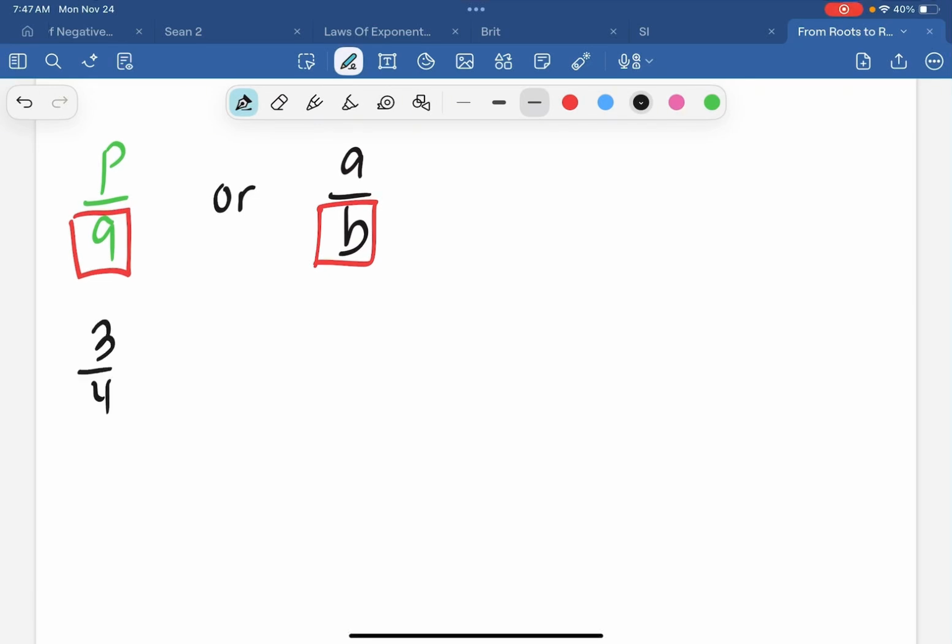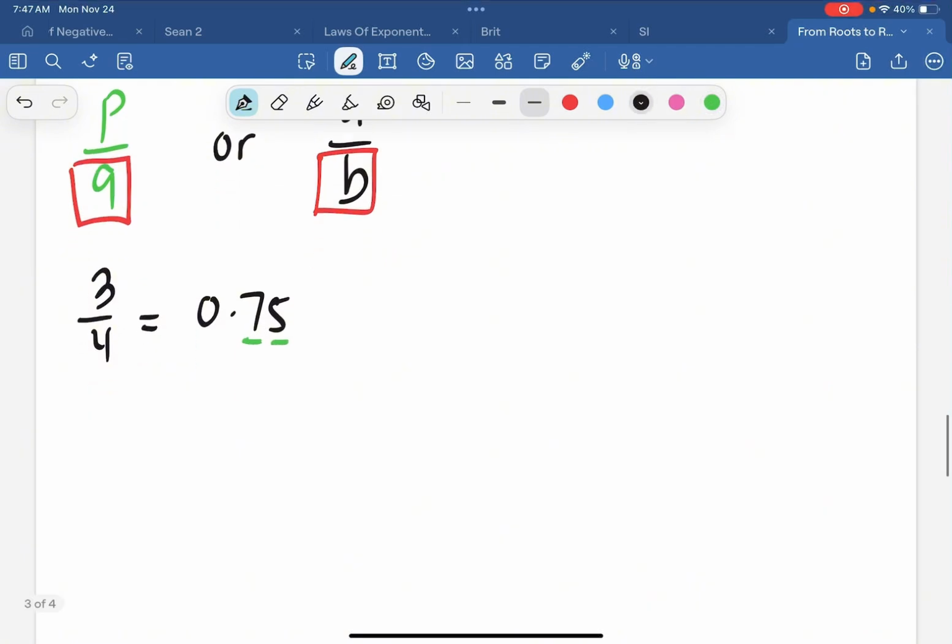We have 3 over 4, which is equal to 0.75 if we convert this into decimal. As you can see, it ends. So we only have 2 digits on the decimal side here. Another one, we have 7 over 2, which is equal to 3.5. Same thing with the first example. The number just ends. It is definite.